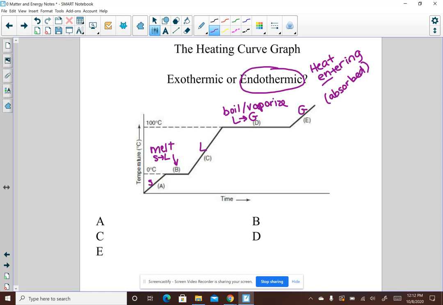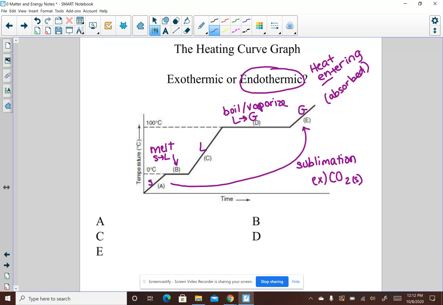There's one more phase change, and it's actually when a solid skips straight to a gas. And that's called sublimation. And that's another endothermic phase change because energy needs to be absorbed to turn a solid to a gas. So an example of something that can do this is dry ice, which is frozen carbon dioxide.